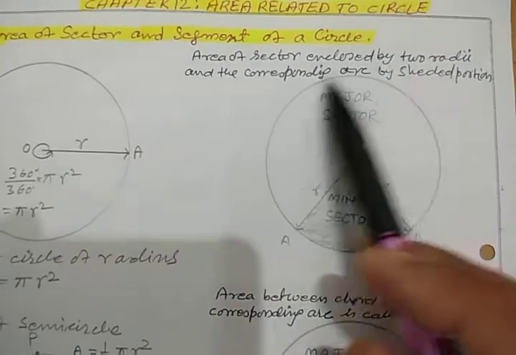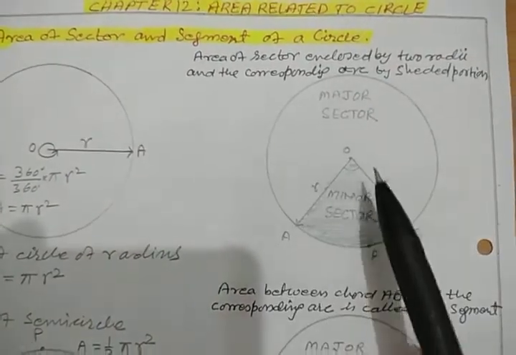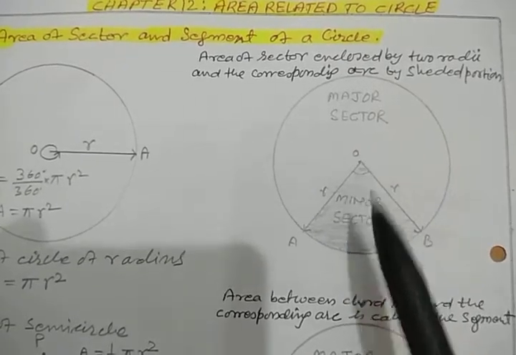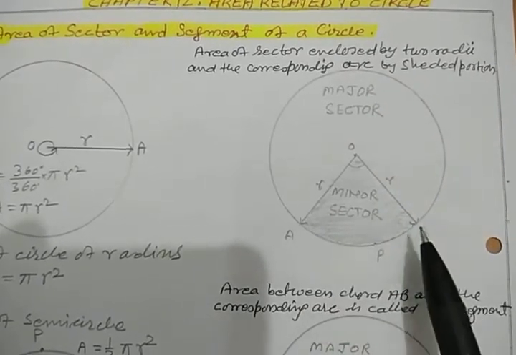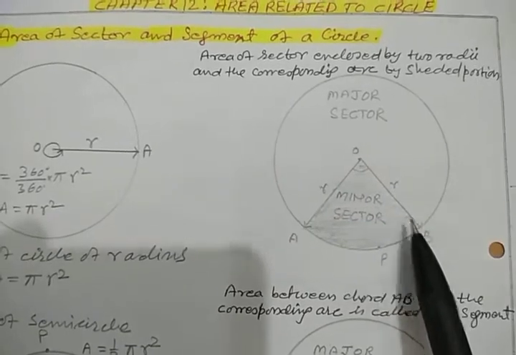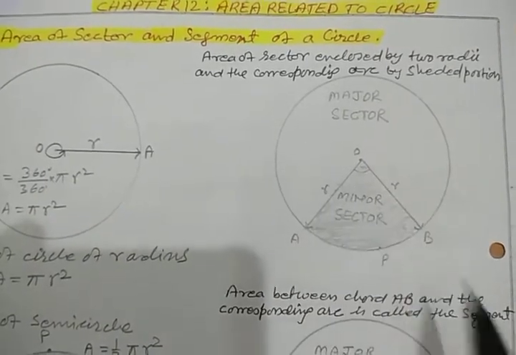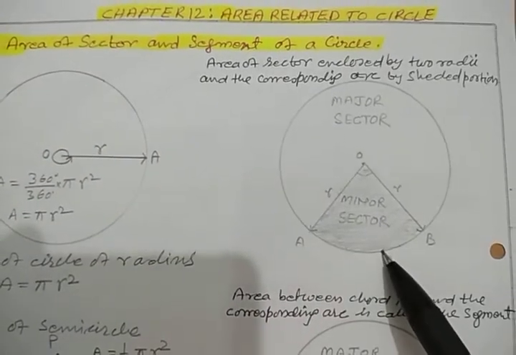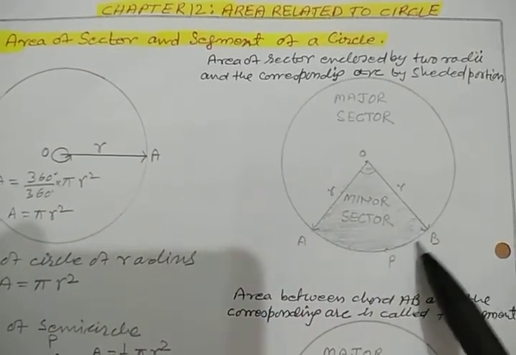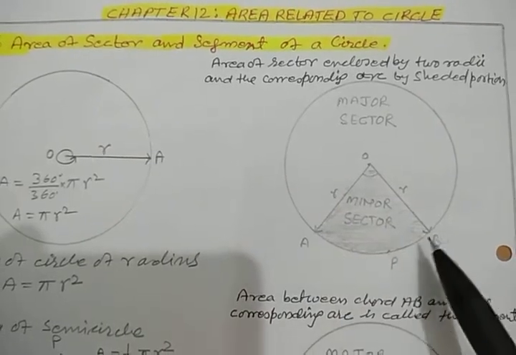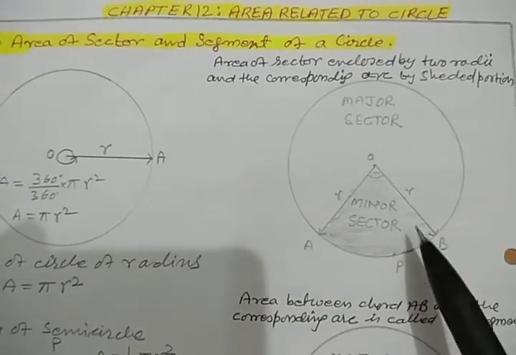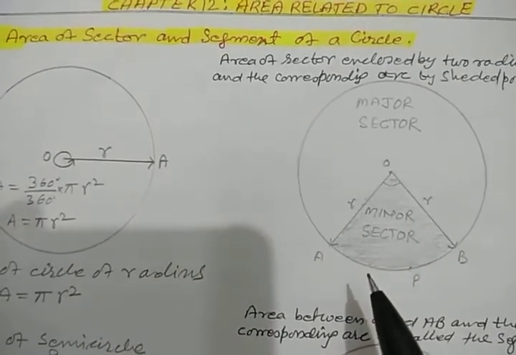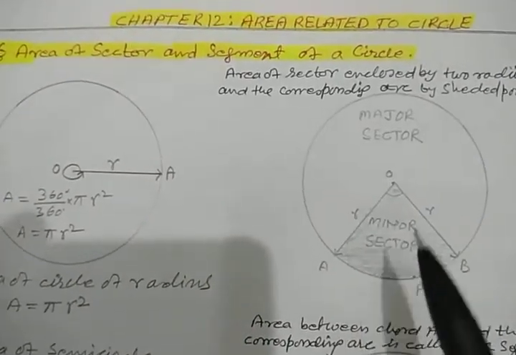Here we have a circle of radius r whose center is O. A, B are points on the circumference, then OA and OB are the radii of the circle, and P is any point on the arc AB. Then this shaded portion is known as the minor sector. We are talking about the sector first of all.